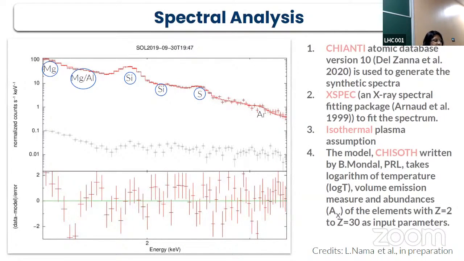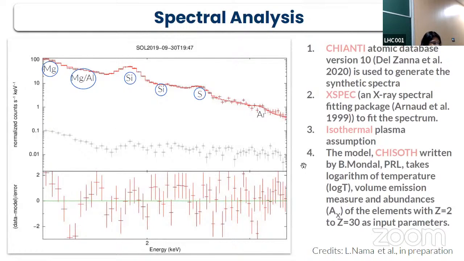After we selected the flares, we generated the time integrated spectrum using the XSM data analysis software, and we fitted it with an isothermal plasma assumption using the CHISOTH model written by Biswajit Mandal. What the model does is it uses the CHIANTI atomic database to generate the synthetic spectra, and then it fits the spectrum using XSPEC.